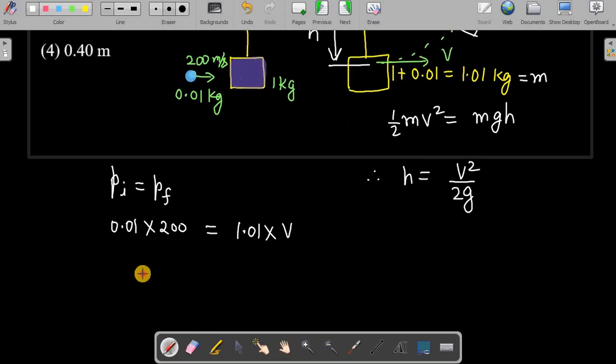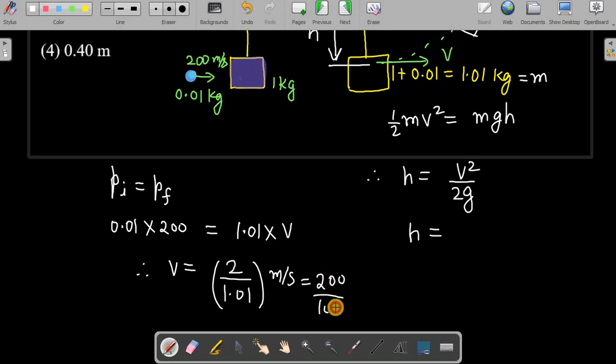So from here we got the velocity v. This is becoming 2 divided by 1.01 meter per second. You may write it also as 200 by 101 meter per second. This velocity we need to substitute and calculate.